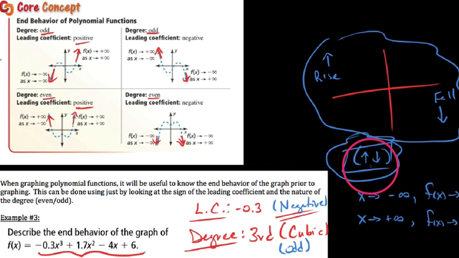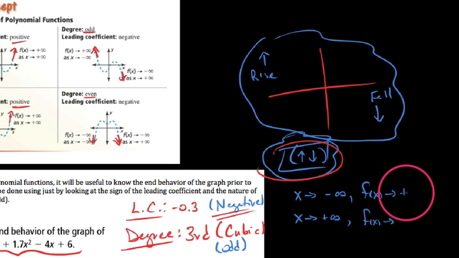We can just borrow from our little notation here, and we could say, well, on the left-hand side, our graph was going to positive infinity. And on the right-hand side, our graph must go to negative infinity. And I would encourage you to go graph this function to check to see that it actually does this. So in the next video, we're going to use end behavior and plugging in points to actually graph a polynomial function. Cheers.